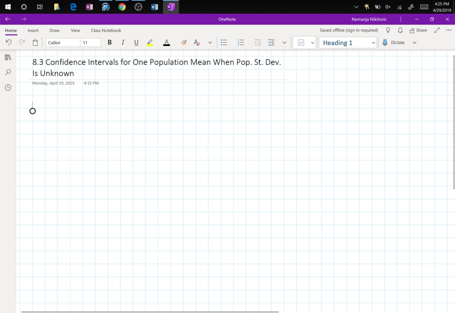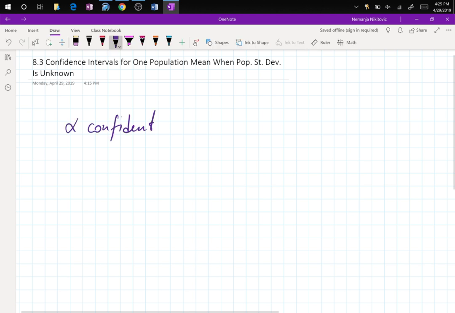So what have we done so far? So far we did the confidence interval where we said that we are alpha confident that mu is in x bar minus z alpha over 2 sigma divided by square root of n, comma, x bar plus z alpha over 2 sigma divided by square root of n. So that was the confidence interval.